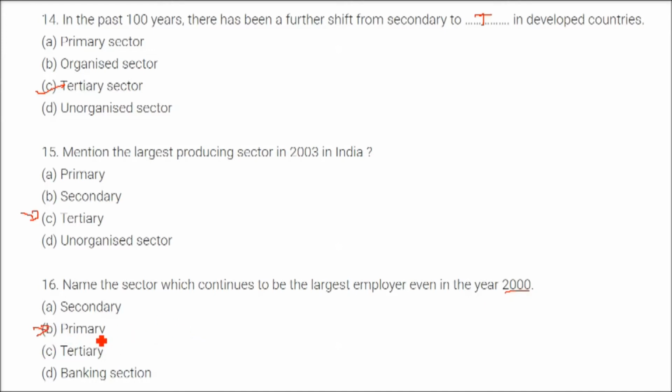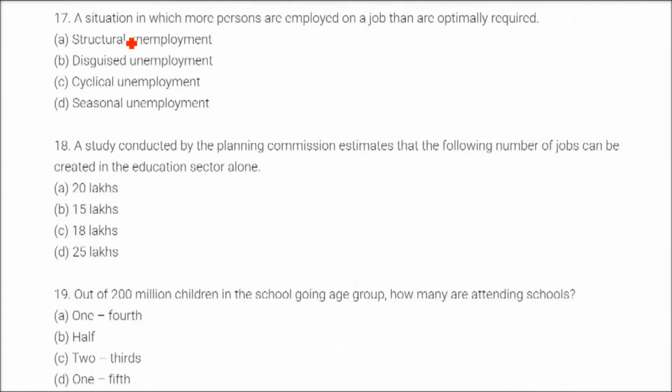Though the tertiary sector is providing most of the content to GDP, or boost to GDP, still 60% and more people are involved in primary in this year, agriculture and related activities. A situation in which more persons are employed on a job than are optimally required. That is, they are not required, but still they are employed and they are feeling that they are doing a job. And the answer here is disguised unemployment.